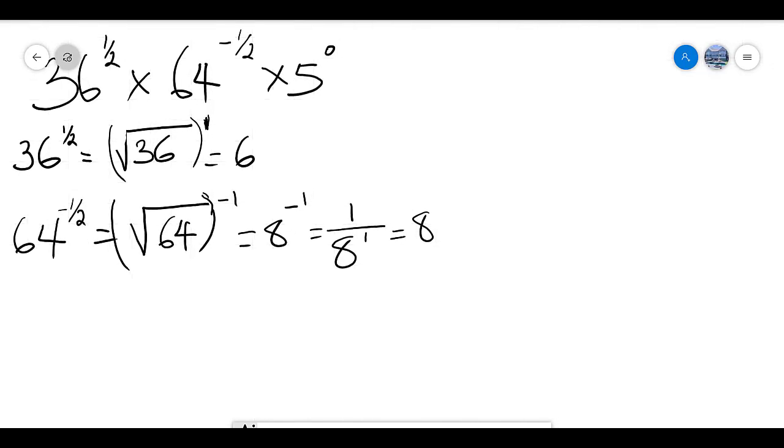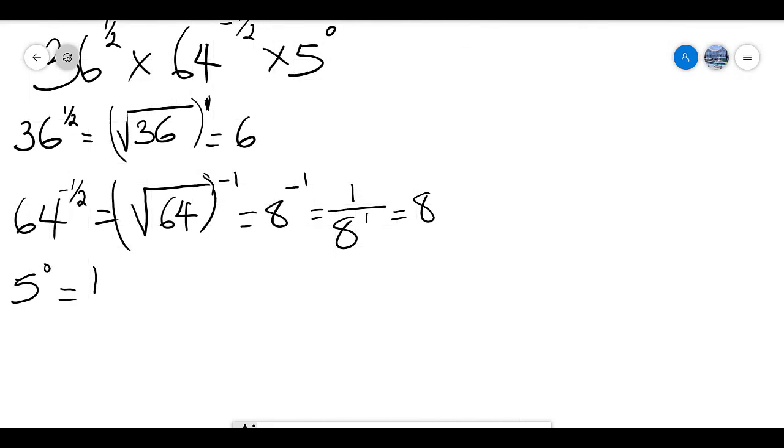Now I come over to the third term, which is 5 raised to the power of 0. Now for this, remember our zero power law, where we have that anything raised to the power of 0 is 1. So 5 raised to the power of 0 is 1. Now I have to combine all of these. 36 raised to power half is 6, times 64.